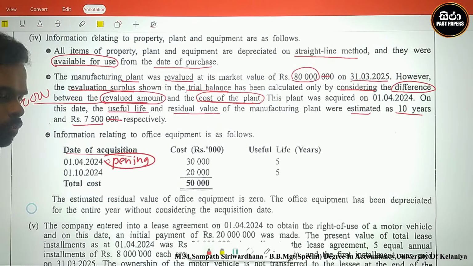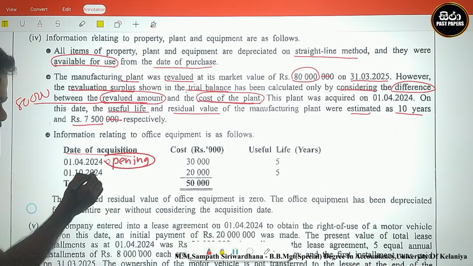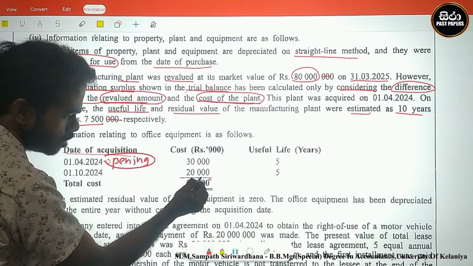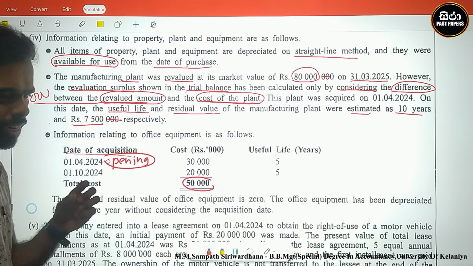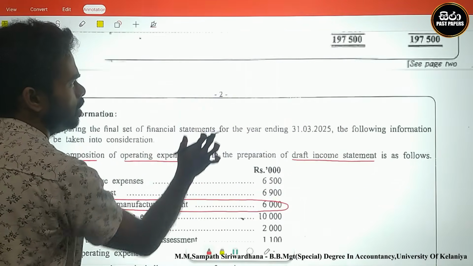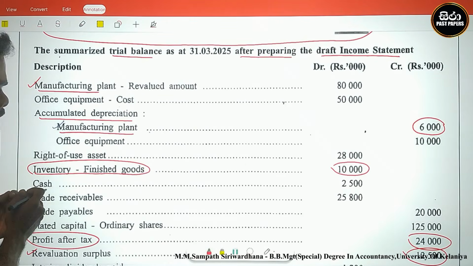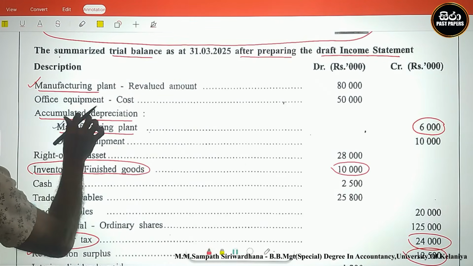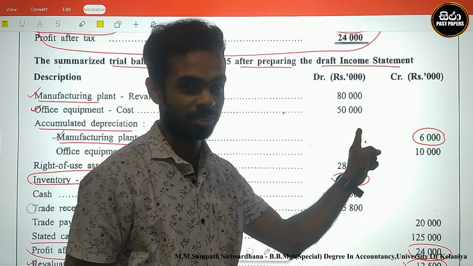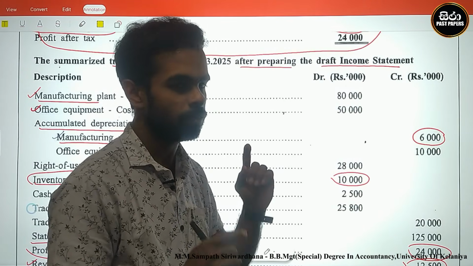Then 1st October 2024, this is after 6 months. After 6 months there is another acquisition, 20,000 cost. The total cost is 50,000. Where can we find that total cost? There is a trial balance. Look here, office equipment cost 50,000. Already they calculated and accounted the 50,000 cost.